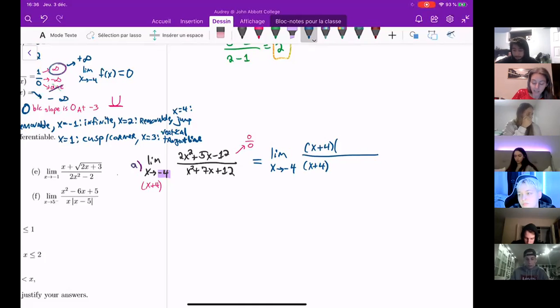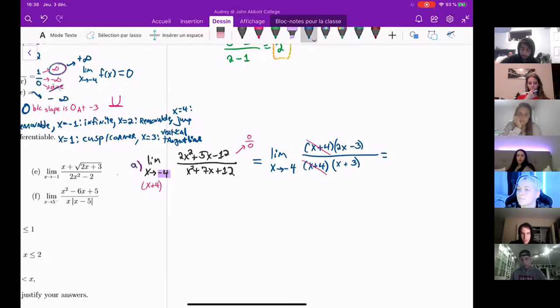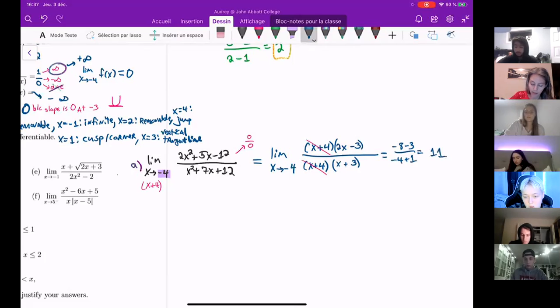So to multiply x, I have to multiply x by 2x to get 2x squared. And I'm asking myself, what do I multiply 4 by to get -12? And the answer is -3. And then on the bottom, it's pretty straightforward. It just becomes x plus 3. Good job, guys. So then I cancel. Goodbye. And what do I do next? You're going to plug in -4. I plug in -4 again. You got it. So I get -8 minus 3 over -4 plus 3.